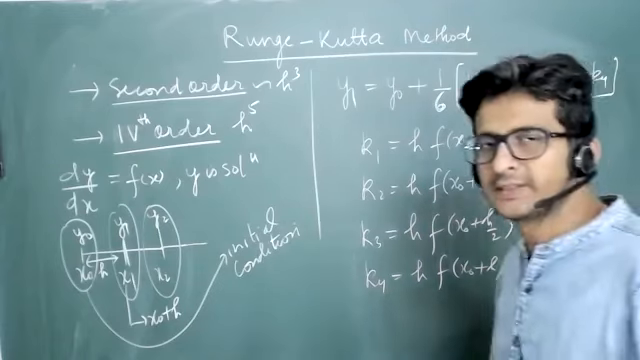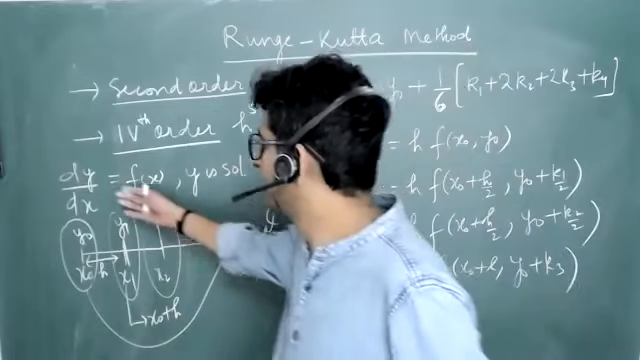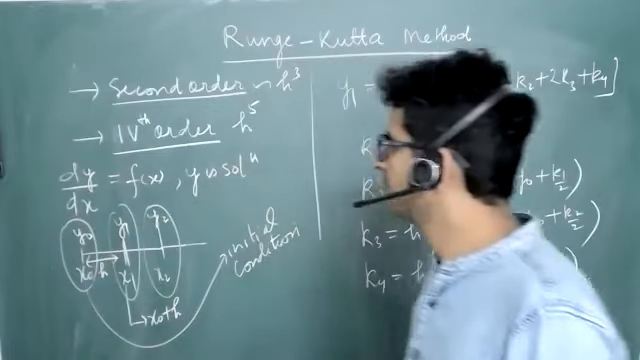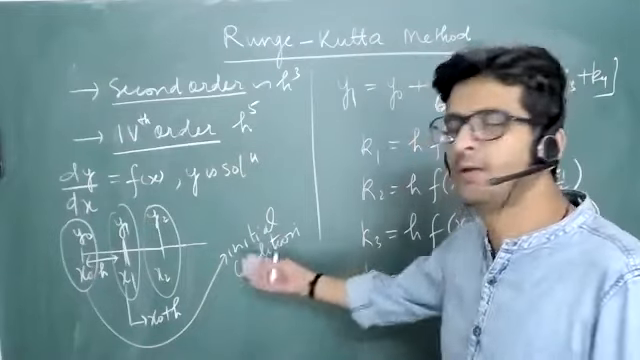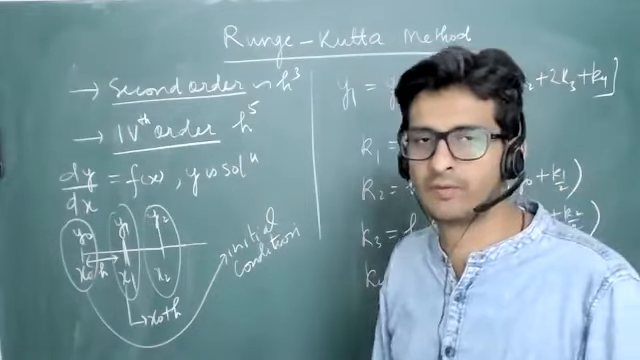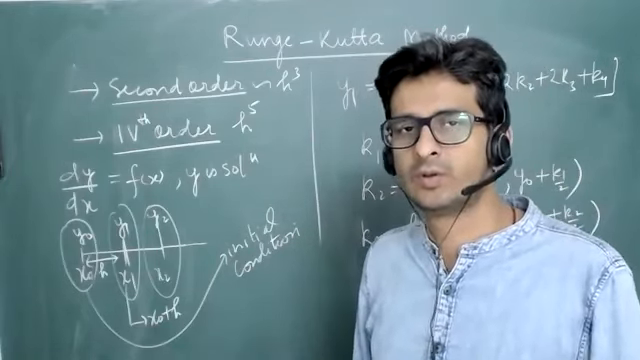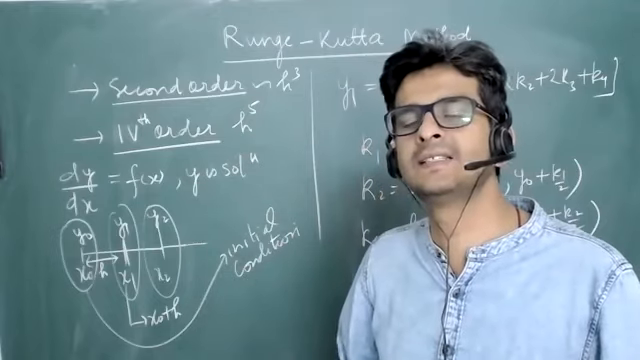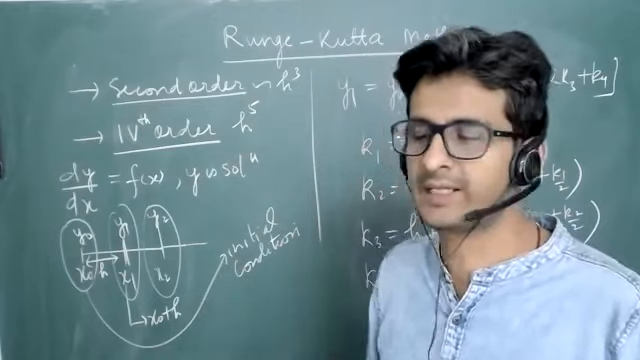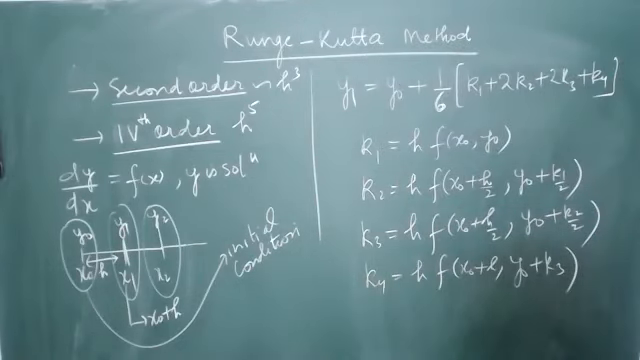Suppose you are discussing particle dynamics. That means this equation is say dv by dt equal to some function. So you would be knowing the value of velocity at t equal to 0 when you have started observing the system. That gives you the initial condition. So the initial condition is the property of the system.